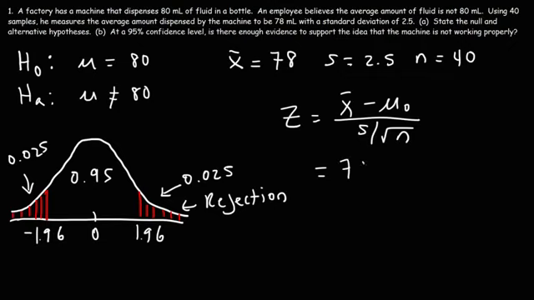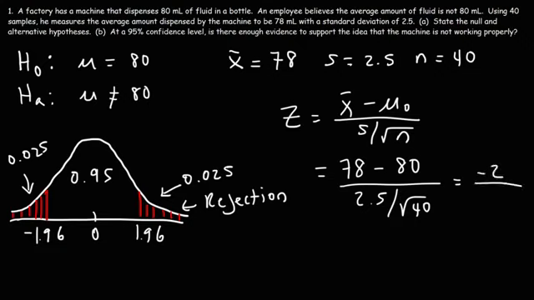So x bar is 78. The hypothesized mean is 80. The sample standard deviation is 2.5 over the square root of 40. 78 minus 80, that's going to be negative 2. And 2.5 divided by the square root of 40, as a decimal, is about 0.39528. So negative 2 divided by that number gives us a calculated z-value of approximately negative 5.06.